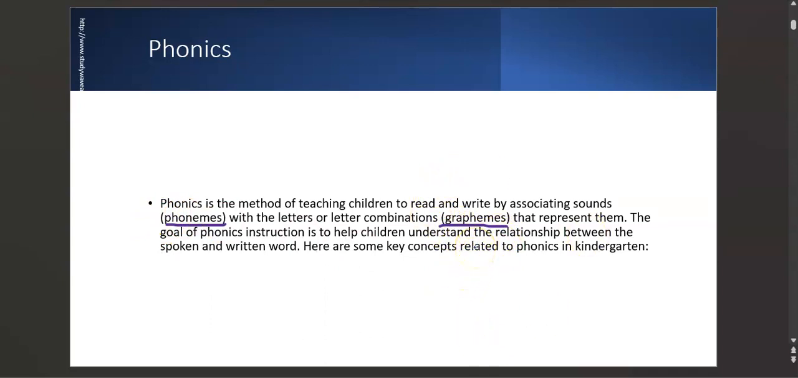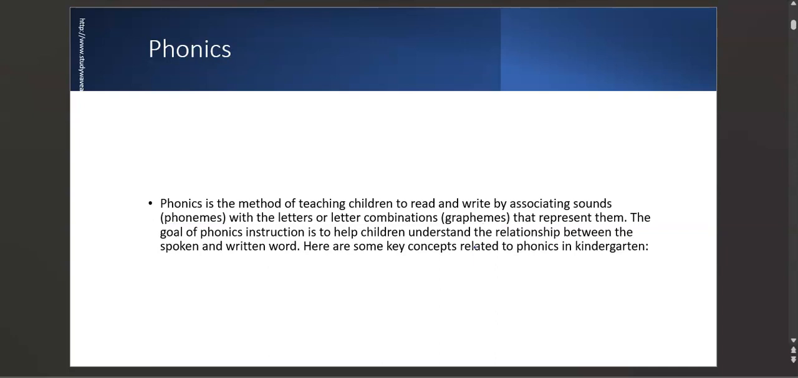Okay, so graphemes are the letters, while phonemes are the sounds. Now the method of teaching children how to read and write by associating these sounds and these letters is what we call phonics. So this combination of the two is what we call phonics. Okay, let me get rid of my lines there.